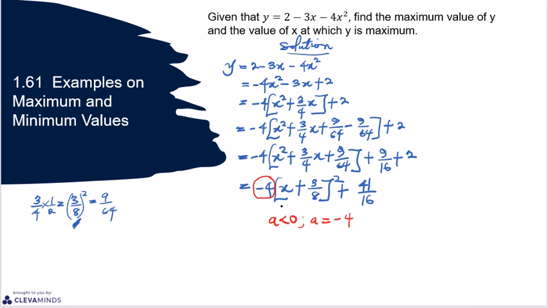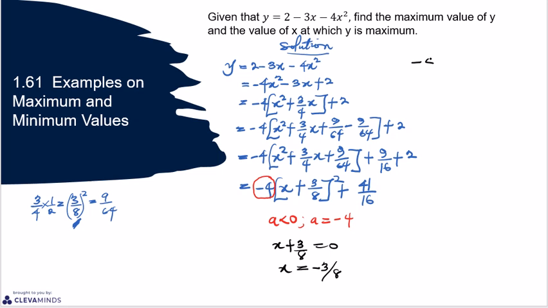The value of x, remember, just equate the expression inside the bracket to 0. So I'm just going to write x plus 3 over 8 equals 0. And that gives us x equals negative 3 over 8. So this is the value of x at which y is at maximum.